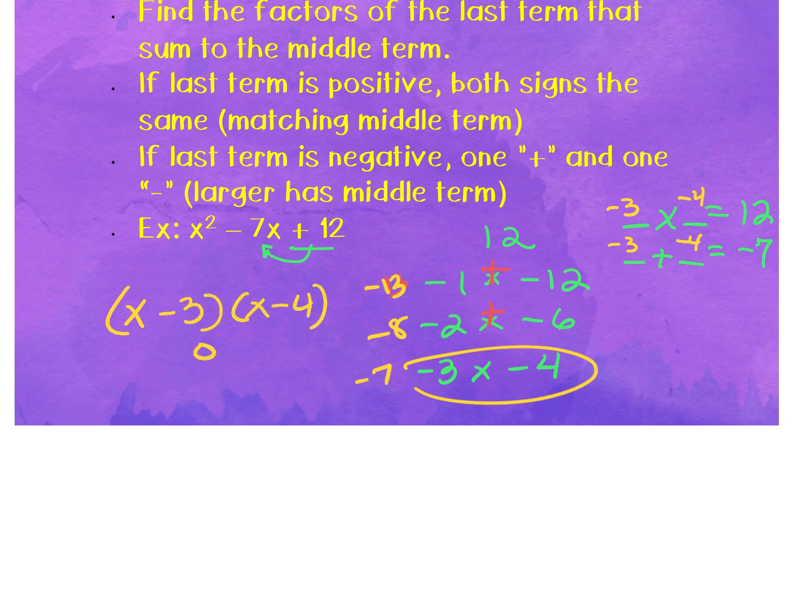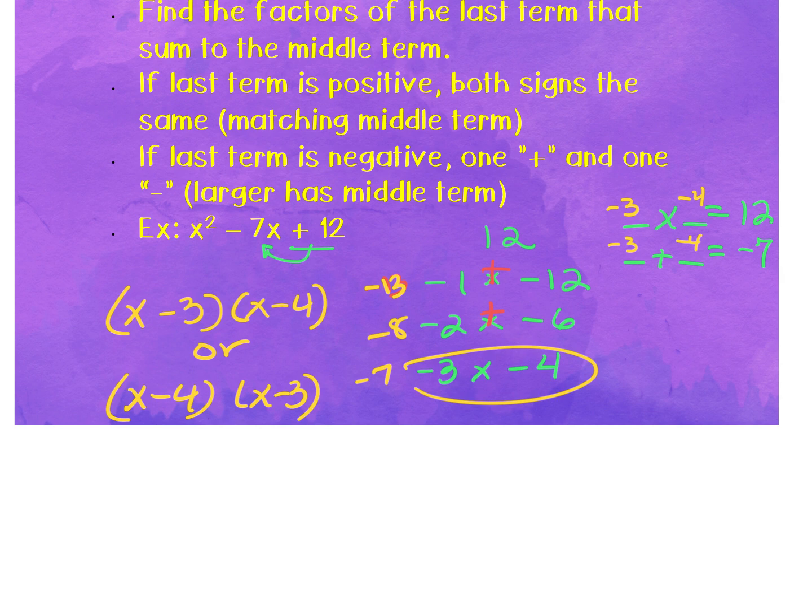The order that you write them doesn't matter. So x minus 4, x minus 3. Either way is acceptable. The number in front of x squared is a 1 or there's not a number. All you're doing is looking for the factors of that last term, and then those are the numbers that go right into the binomial.